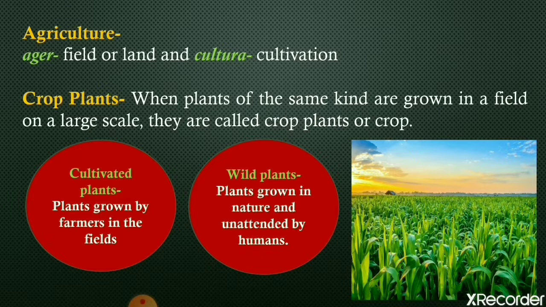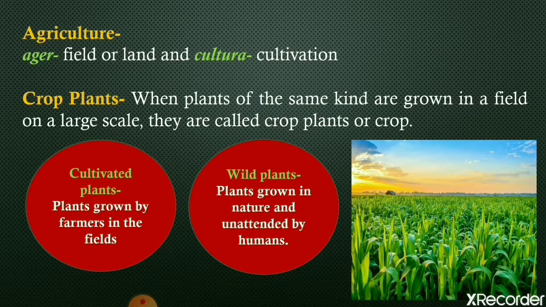So, cultivated plants are the plants which are grown by farmers. Farmers grow the plants in the field, they take care of them, look after them, they irrigate them, they give them manures and fertilizers, and properly take care of the plants. Such plants are called cultivated plants.